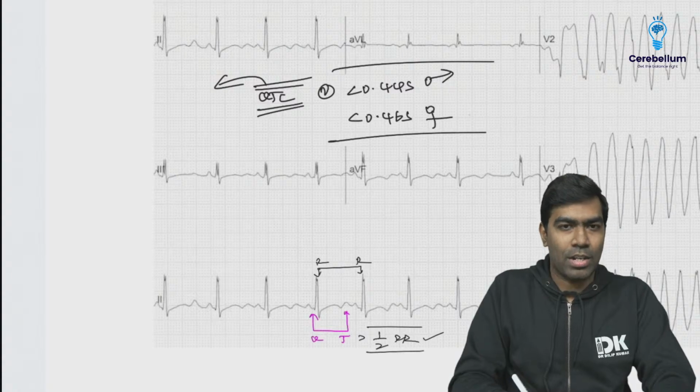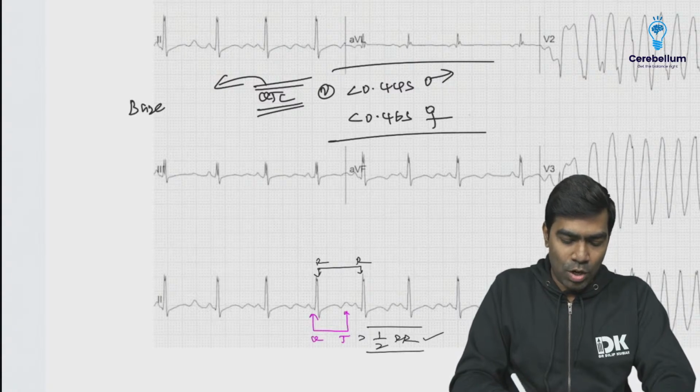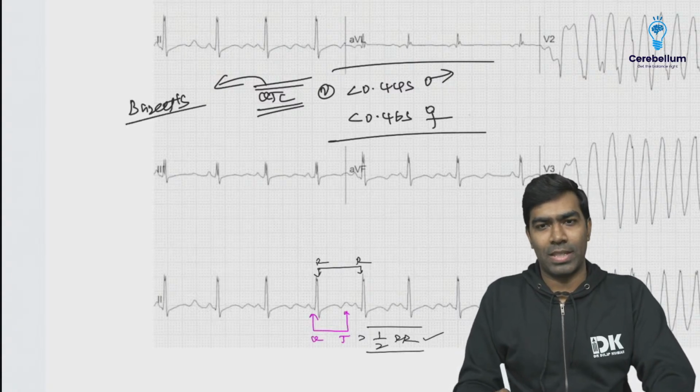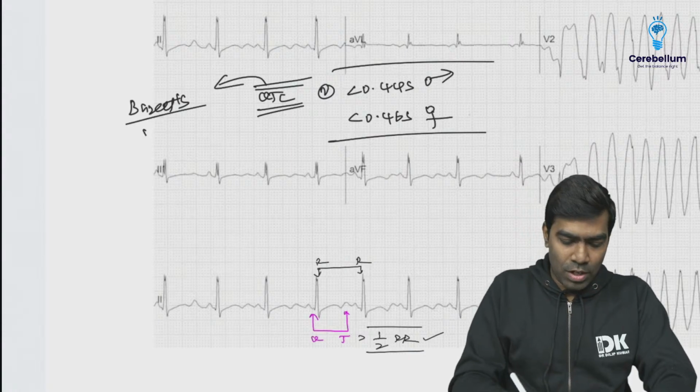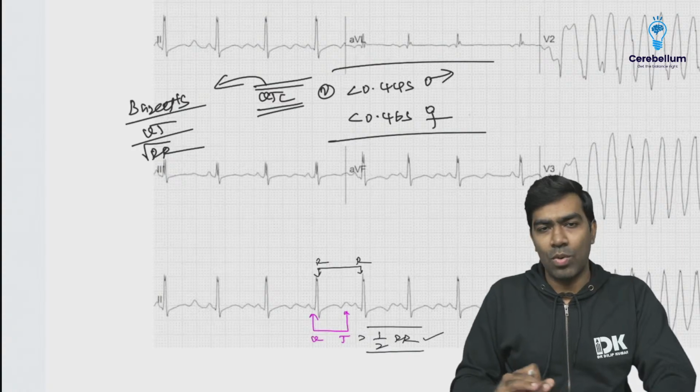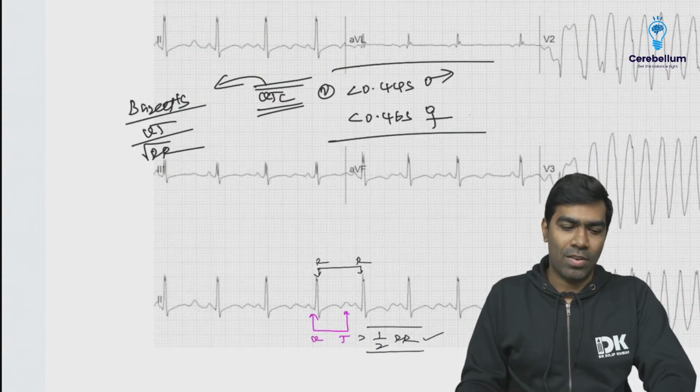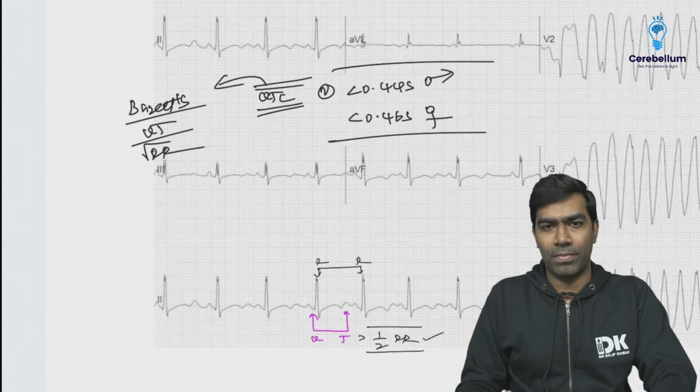How will you calculate corrected QT? You are going to use a formula called Bazett's formula. So what is Bazett's formula? QT divided by the square root of the RR interval. That is what we call Bazett's formula.